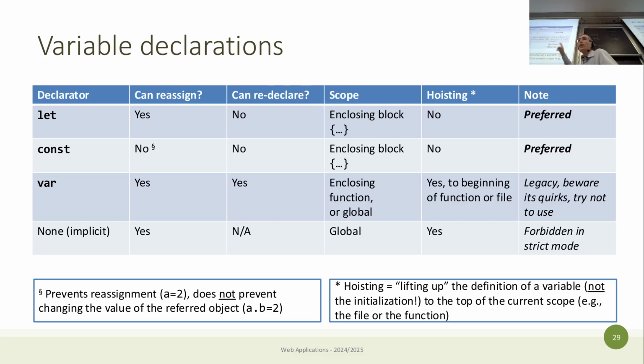Var is not forbidden. Why? Probably because there's a lot of legacy code that uses var, in libraries especially and so on. But I strongly suggest not to use var in your code. If I see a var at the exam in the code, I immediately ask, why did you use var?